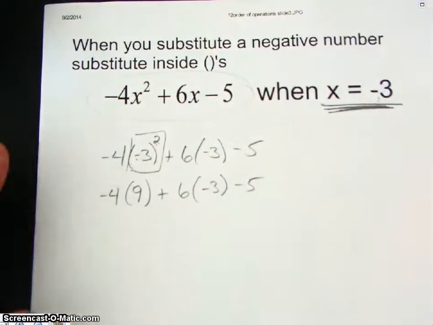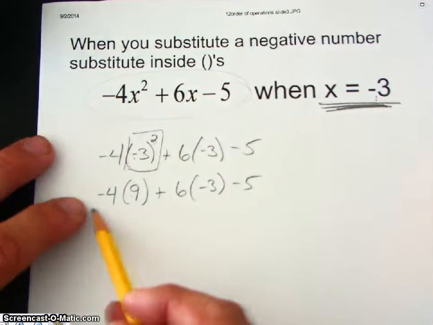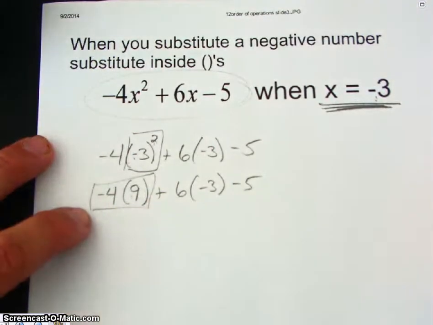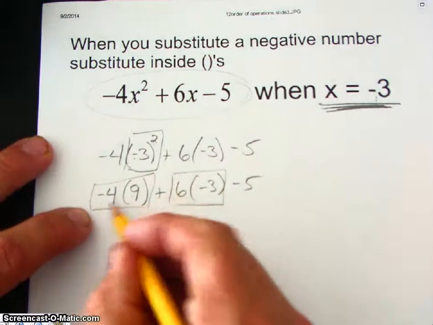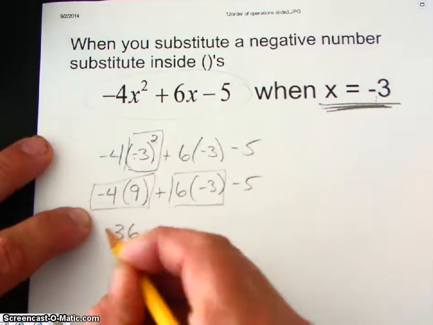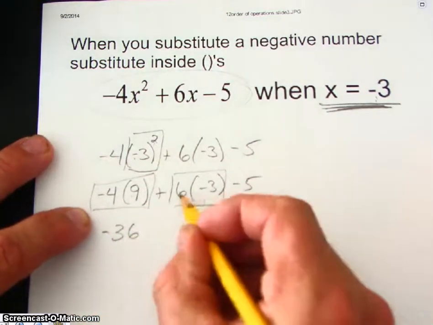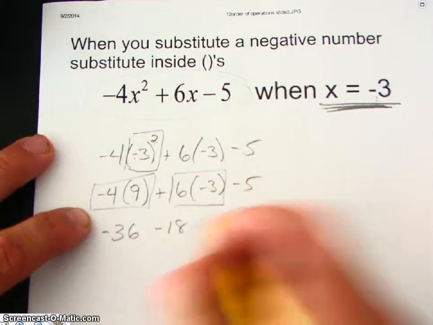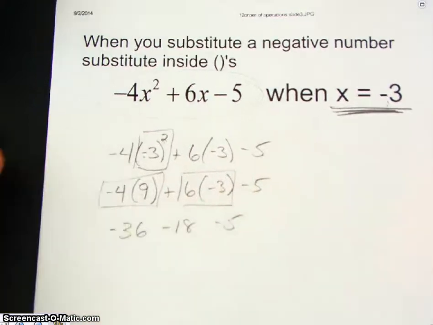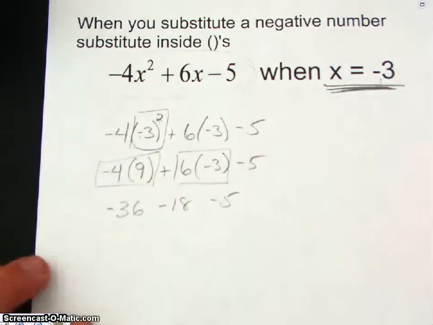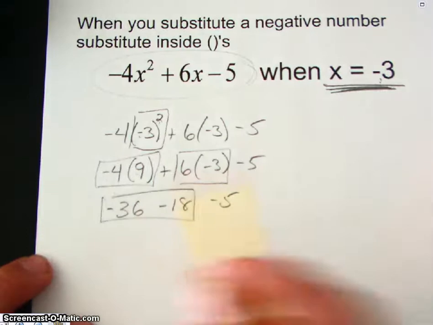Alright, next is multiplication and division. So here's a multiplication that comes up first. I do that first. Then I do this one. So negative 4 times 9 is negative 36. 6 times the negative 3 is negative 18, and I have a minus 5. Now I do my addition and subtraction. So I do this first.